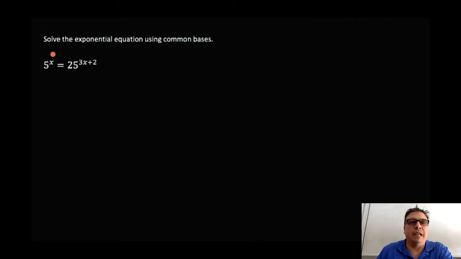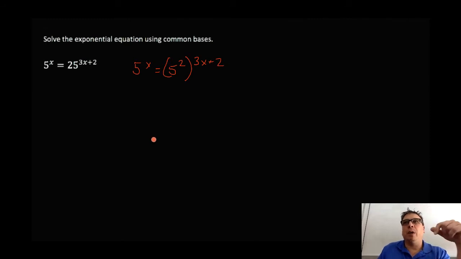In order to do that, I already have a 5 here. I can't change that base any. That's the smallest base I can go to, but I've got 25 here. 25 can be re-expressed as 5 squared. So let's go ahead and rewrite this. I have 5 to the x is equal to 5 squared, which is then raised to the 3x plus 2. Remember, when I have a power raised to a power, I multiply my exponent, so I get 5 to the x is equal to 5 raised to the 2 times the other exponent, so that's 6x plus 4.